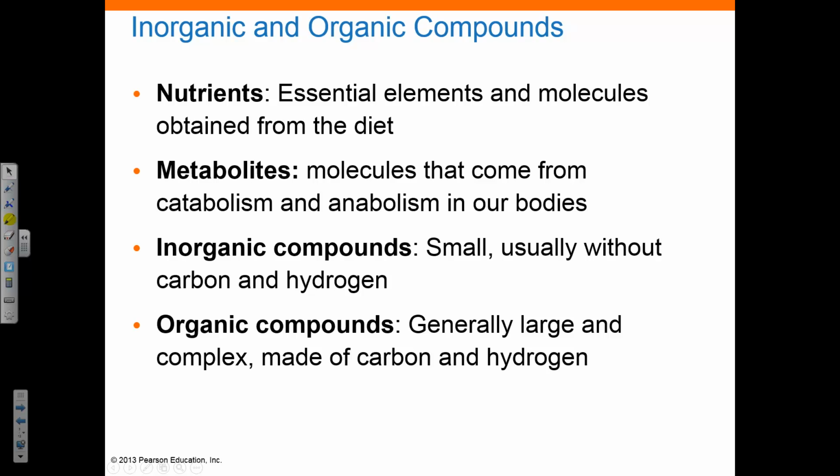Inorganic compounds are small and usually do not contain carbon and hydrogen. Examples of inorganic compounds include carbon dioxide, oxygen, water, inorganic acids, bases, and salts. Organic compounds, on the other hand, are generally large, complex, and contain carbon and hydrogen. Examples of organic compounds include carbohydrates, lipids, and proteins.